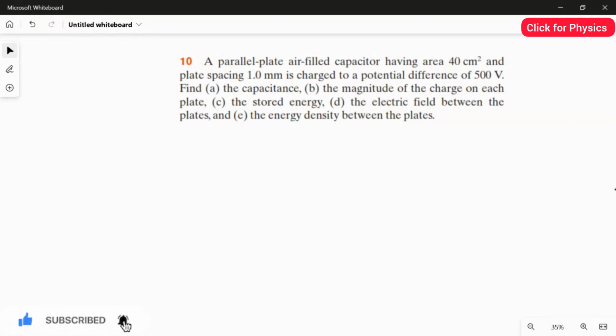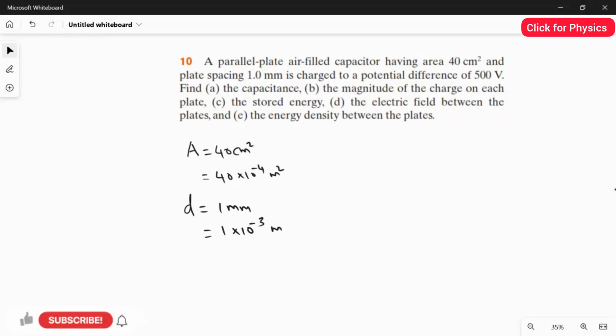So you have an air-filled parallel plate capacitor and the plate has an area which is 40 centimeter square. So 40 centimeter square in terms of meter is 40 multiplied by 10 power minus 4 meter square. Clear? And then we have the space between the two plates. So what is the distance between the two plates? So D value is 1 millimeter. So in terms of meter, 1 multiplied by 10 power minus 3 meter. And how much potential you set across these two plates? V, which is equal to 500 volt.